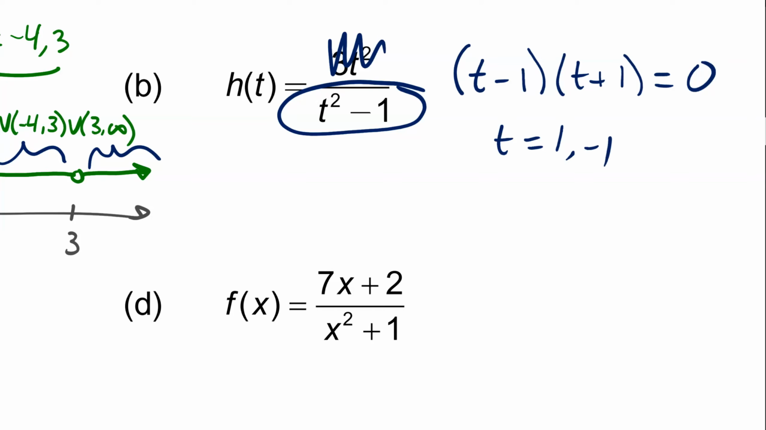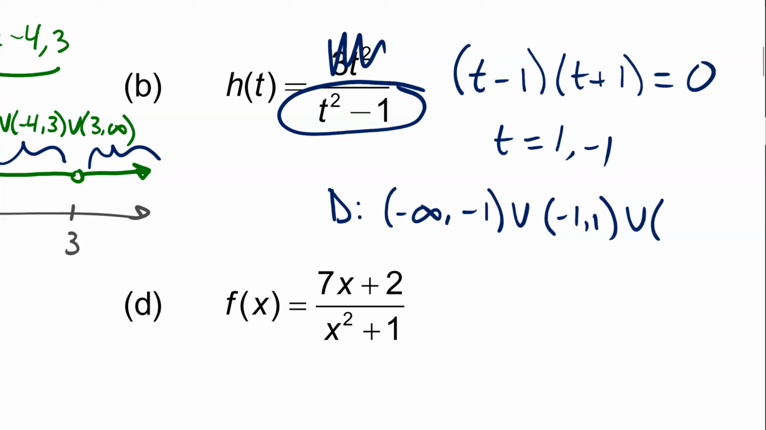So I have to include all numbers except those 2. How would I do it? You go negative infinity to -1, then -1 to 1, and then 1 to infinity.